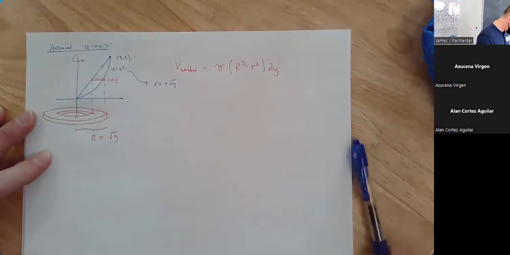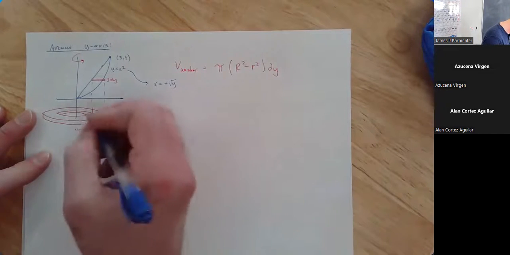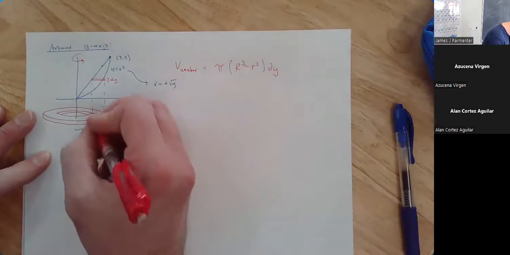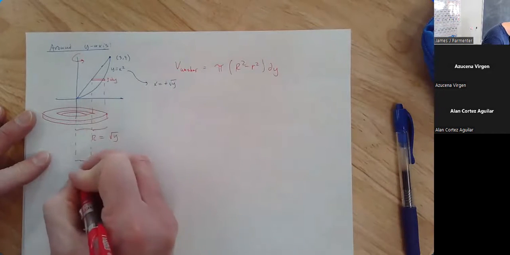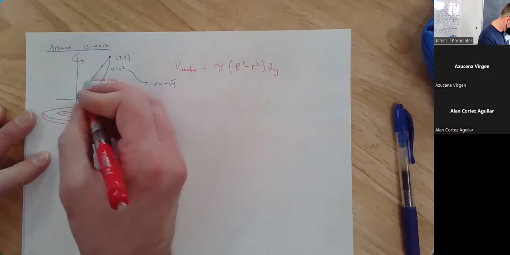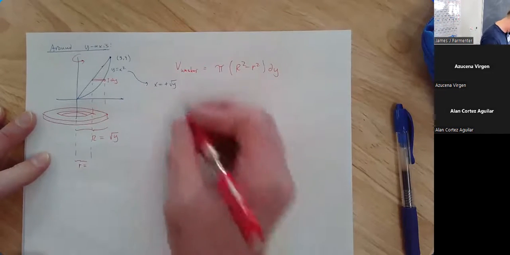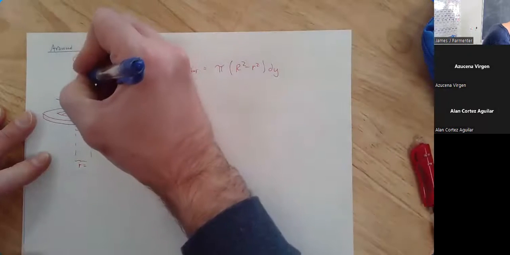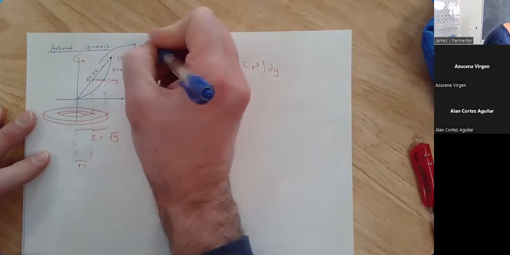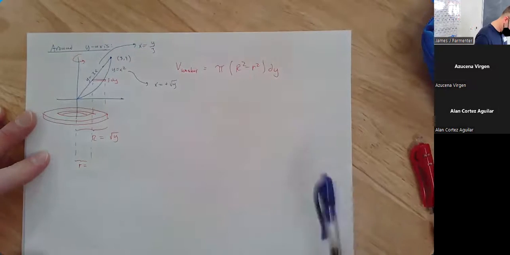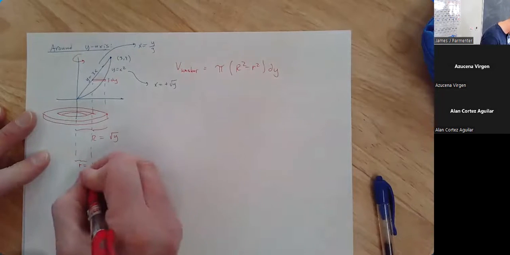And my small radius, which I didn't give myself enough room for here. Good call, James. Do that fine like that. My small radius is the inner function minus 0. So that's going to be, well, again, my inner function was y equal to 3x. And now I need x equal to y over 3. That's going to be my inner radius.